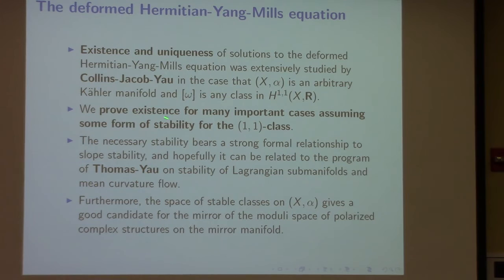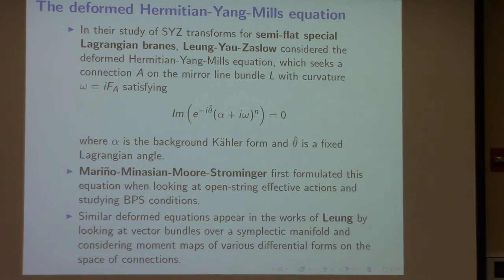And this stability is rather interesting from the point of view of geometry. It has something to do with something like the slope stability for vector bundles. But even for line bundles, we encounter stability conditions. So for this equation, the existence is not obvious at all. Even to make sure it's elliptic is something to prove. And somehow because it's the mirror of the special Lagrangian, and the special Lagrangian cycle is an elliptic equation, we expect this is good, and it turns out to be good.